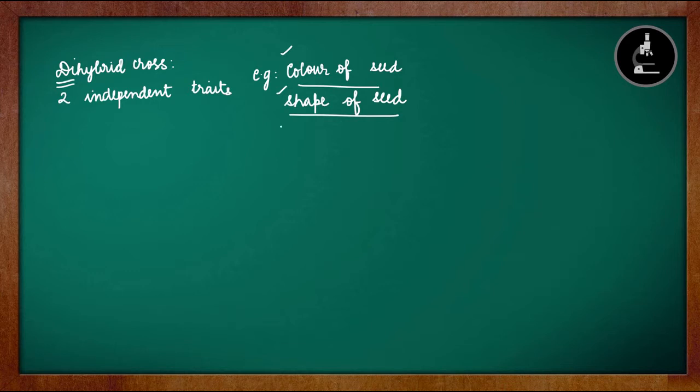But here we are taking two independent traits. One is color of seed and one is shape of seed. So not necessarily we need to take these two traits only. We can take any two traits. So we will call it a dihybrid cross because here two independent traits will be observed. So let us perform a cross between color of seed and shape of seed.